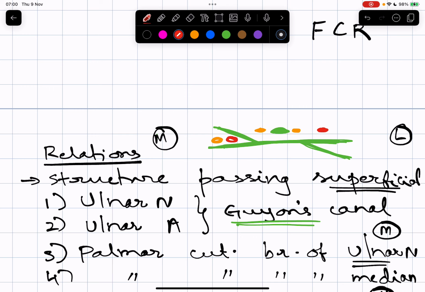Now, what are the structures here? From medial to lateral, it would be ulnar nerve, ulnar artery, palmar cutaneous branch of the ulnar nerve, tendon of palmaris longus, palmar cutaneous branch of the median nerve, and the superficial palmar branch of the radial artery. So these are the structures passing superficial to the flexor retinaculum from medial to lateral side.